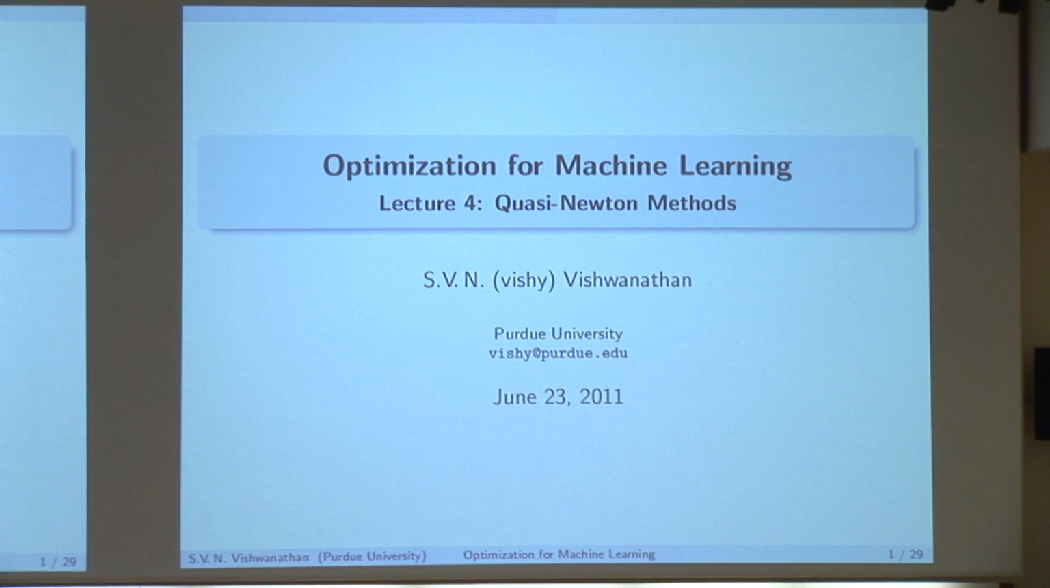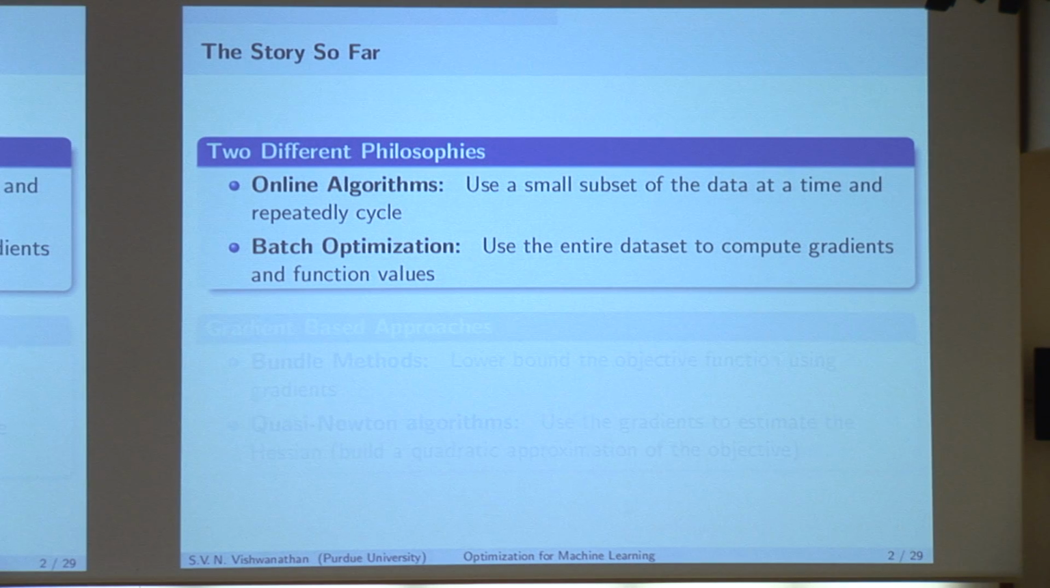So what I'm next going to talk about is Quasi-Newton methods. Let's first take a step back and see where we stand in this whole spectrum of things. Of course our aim is always to do regularized risk minimization, and the prototypical example that we are using is a linear SVM.